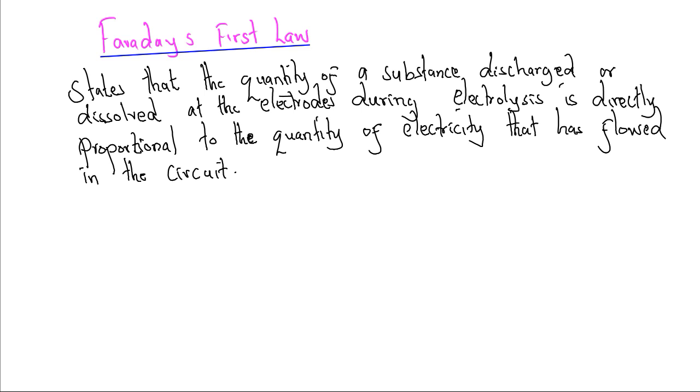The following reaction takes place in the electrolysis of molten sodium chloride. The reaction is sodium ion plus electron to give sodium solid. The sodium ion needs one electron to form sodium atom. Likewise, 1 mole of sodium ion will need 1 mole of electron for reduction to sodium solid.